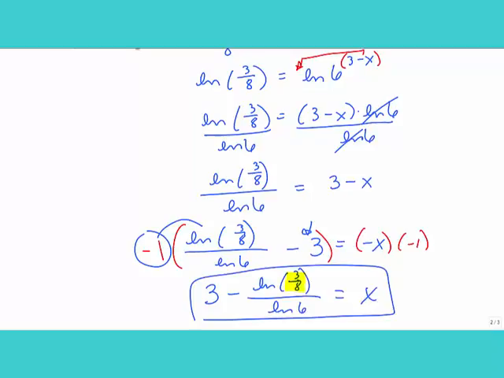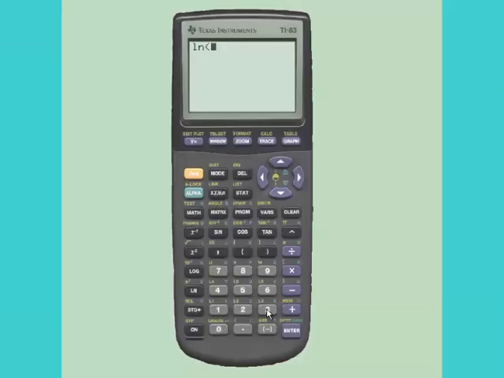When using the calculator, please note that the natural log of 3/8 is not the same as the natural log of 3 divided by the natural log of 8.